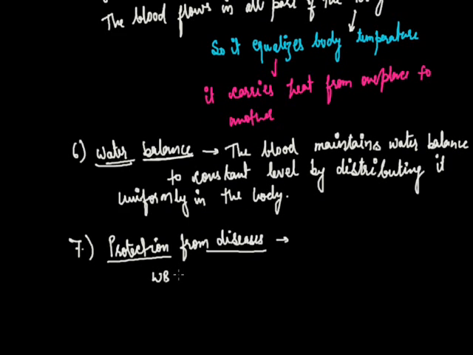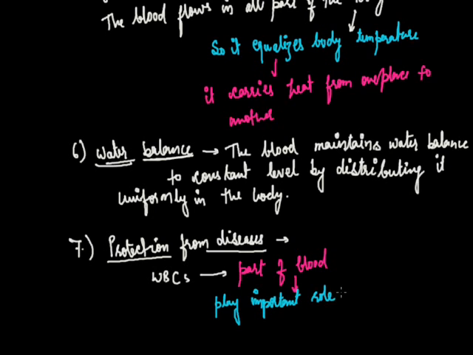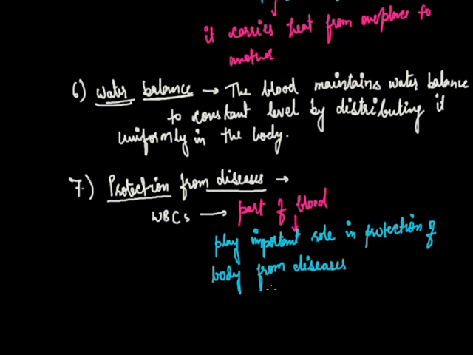WBCs, which are a part of blood, play an important role in immunity and in protection of the body from diseases. So these are the functions of blood.